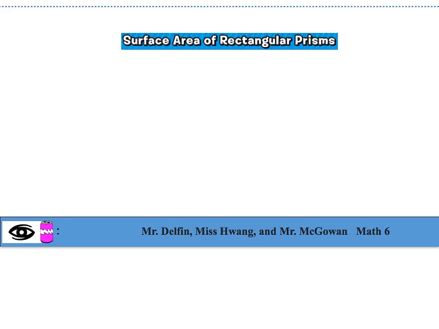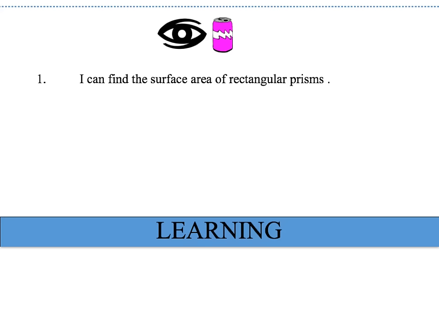Welcome to this lesson on finding the surface area of rectangular prisms. Please make sure you have these notes in front of you so we can begin our lesson. My students, let's make sure we update our table of contents. The learning objective for today says I can find the surface area of rectangular prisms.